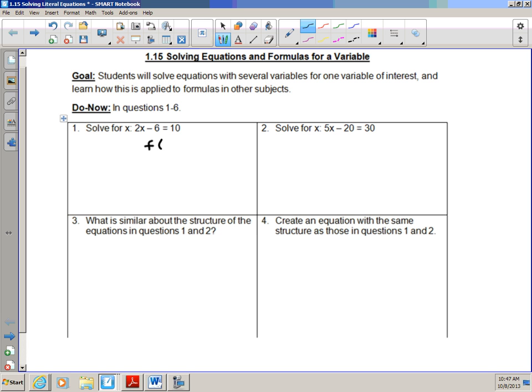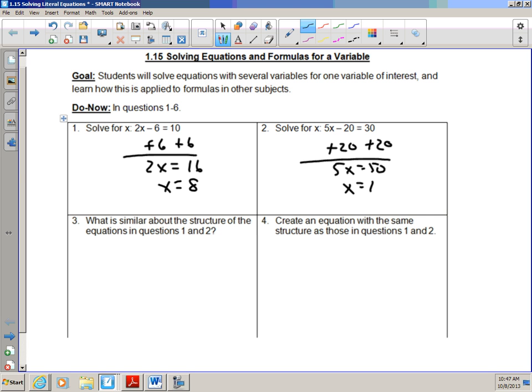I'm going to solve each of these linear equations, and they're meant to be pretty straightforward in terms of what their answers are, because it's not solving the equation that's the point. The point is to see what's happening here. What you can see about the structure is that both 1 and 2 are in the form ax minus b equals c, where a, b, and c are each some distinct numbers. And I can create any number of similar examples to what's up there.